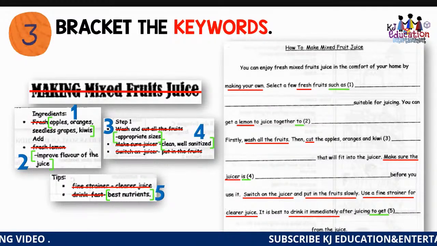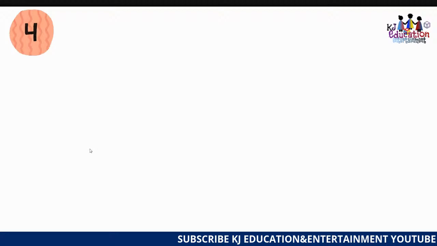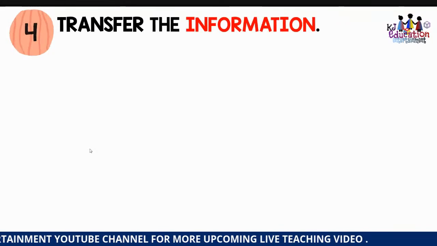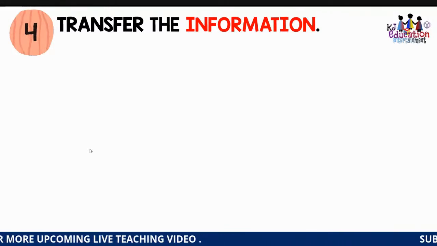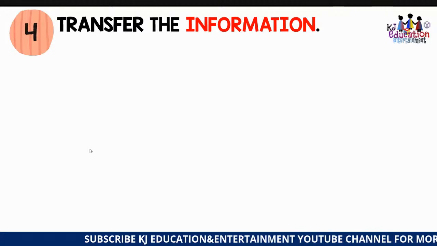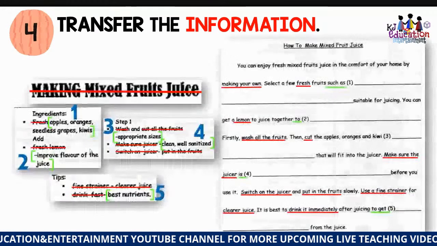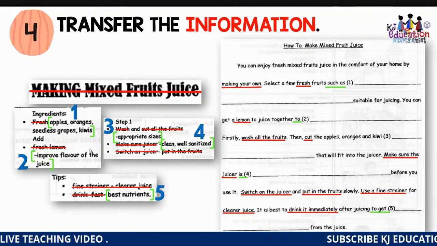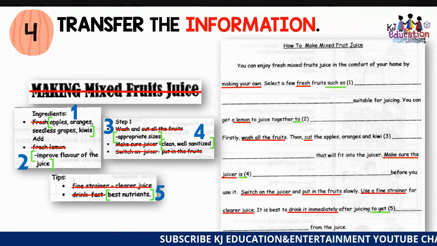Okay, so let's move on to the final step, which is step 4. So, what do you think step 4 is? Come on, the last step. What is the last step? Yes, exactly. Very good. Transfer the information. Okay, very good. I can actually see all of you are coming up with the correct answers. All right, so we're going to transfer the information. So we have done all the 3 steps together. Now, the final step is to transfer the information correctly.